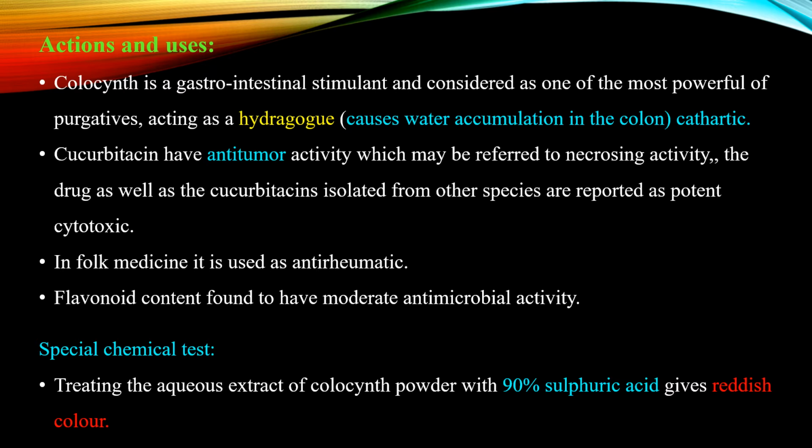In folk medicine, Colocynth is used as anti-rheumatic, and the entire fruit is used after heating, topically, as anti-rheumatic. Flavonoids have moderate antimicrobial activity. Chemical test for Colocynth: treating an aqueous extract of Colocynth with 90% sulfuric acid will give a reddish color.